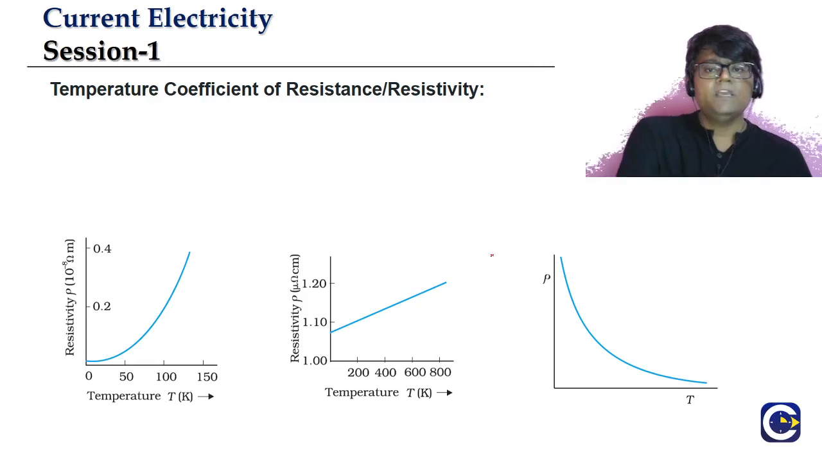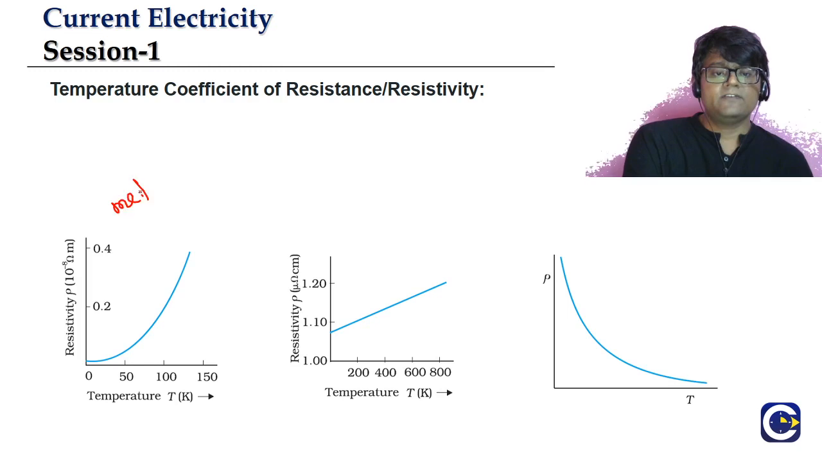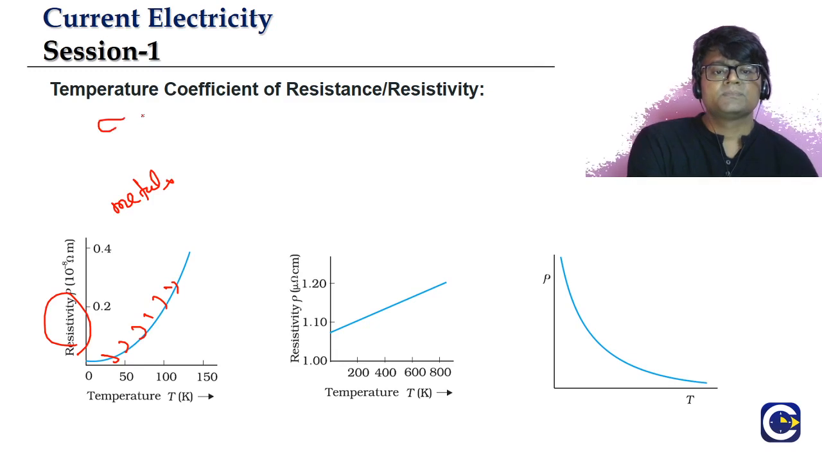So if you look at the idea of metals, that's what we said. For metals, the resistivity value is going to increase as we increase the temperature. That means the conductivity is going to decrease. Sigma will be decreasing, and rho will be increasing. So this is for the metals.